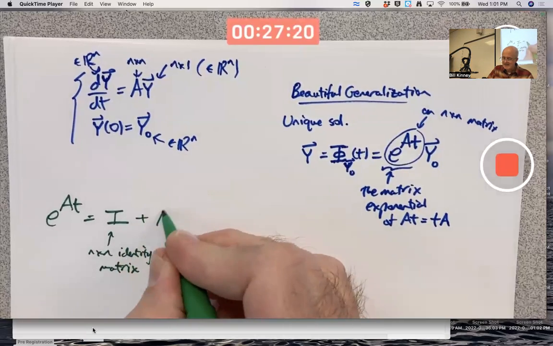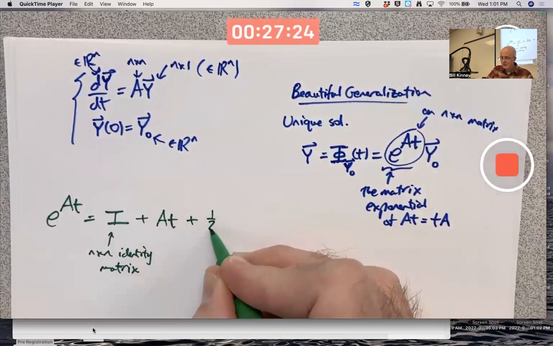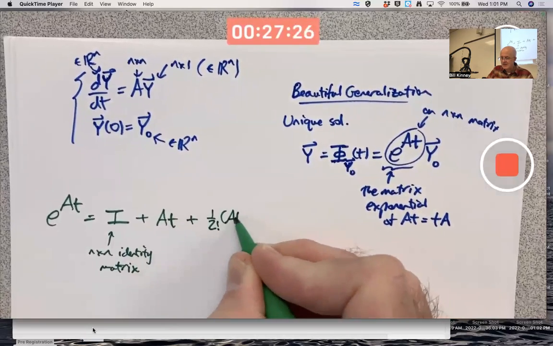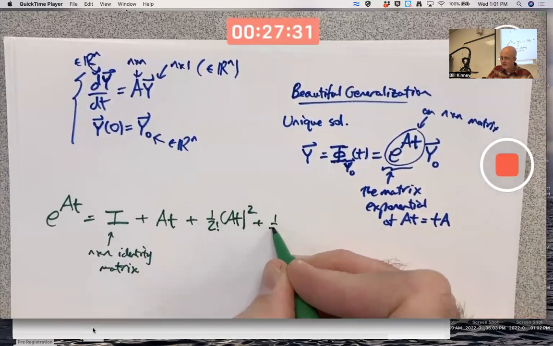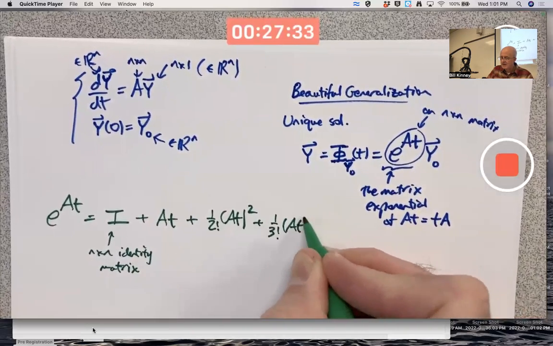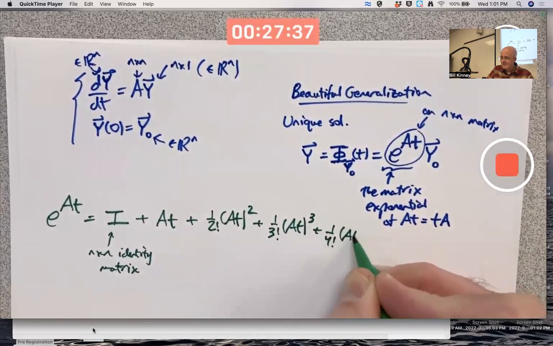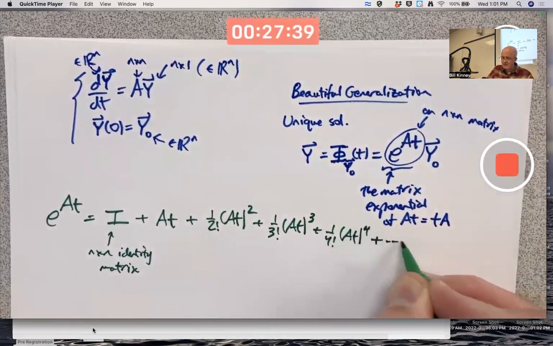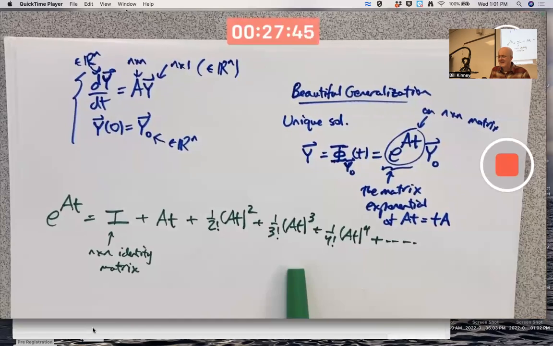Plus A times t, plus 1 over 2 factorial times A times t quantity squared, plus 1 over 3 factorial times A times t quantity cubed, etc., forever and ever. This should look kind of familiar.